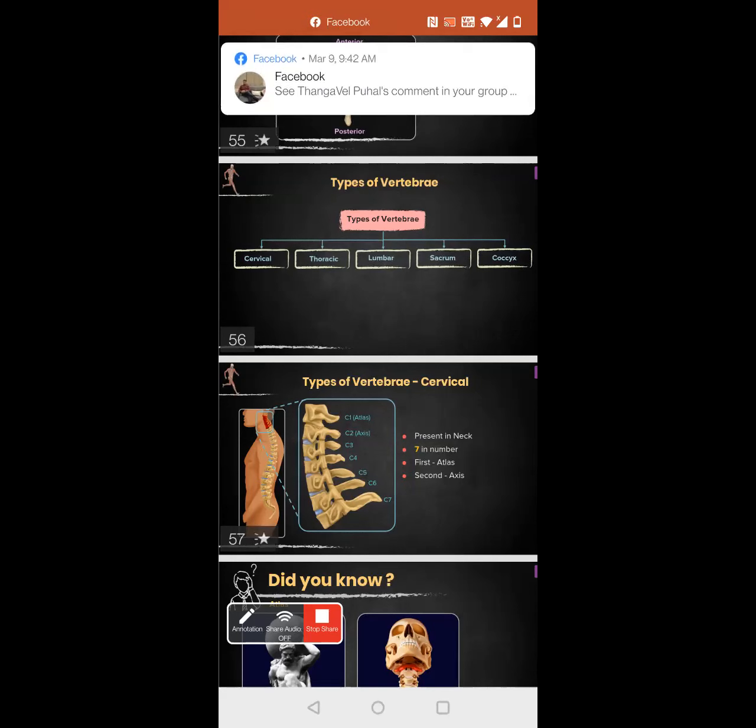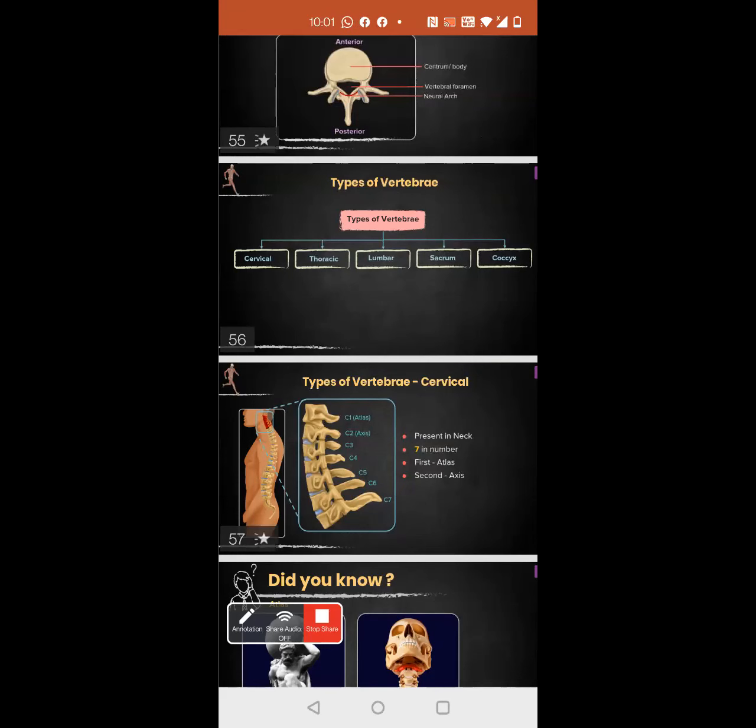Now, when we talk about the cervical vertebrae, the first 2 vertebrae near the skull, the first vertebra is called atlas, and the second one is called axis. So the vertebrae in the cervical part, that is in the neck part, the first is atlas and the second one is called axis. This is very important for you to remember.